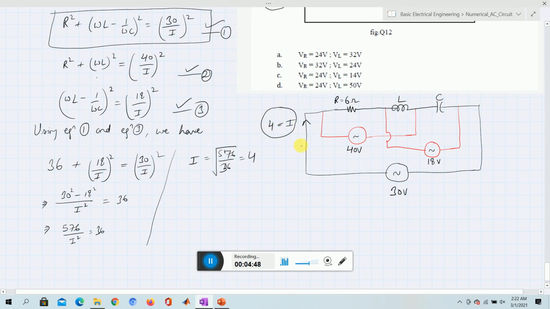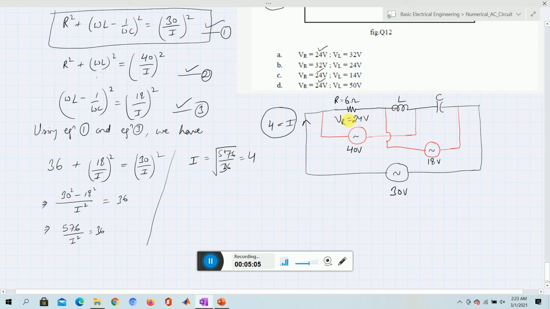So once we know 4 ampere, this current is flowing through the resistor, inductor and capacitor. So obviously the value of VR is equal to 24 volts. This is one thing that is confirmed. So here the 24 volt and this 24 volt is confirmed.